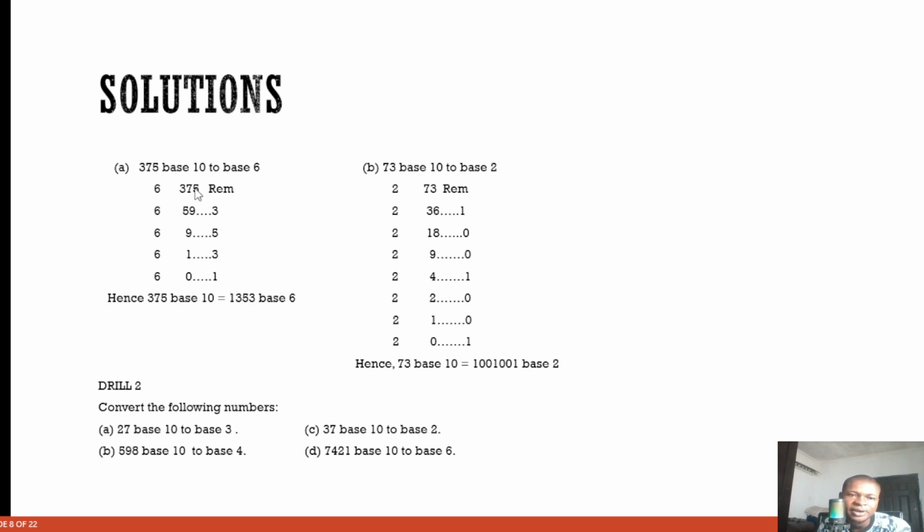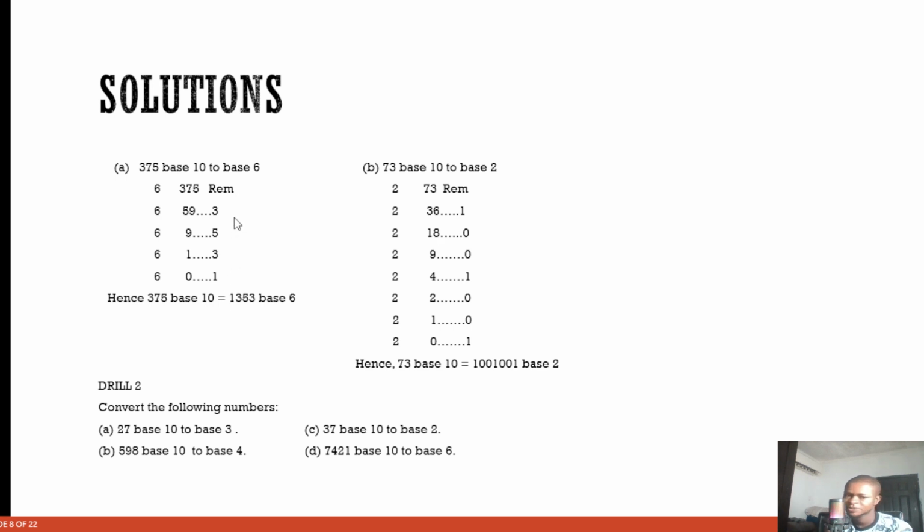So we have 375 divided by 6. We have 59, which remains 3. We use 6 again to divide 59, which gives 9, remainder 5. We use 6 to divide 9, which gives 1 remainder 3. We use 6 to divide 1. Obviously 6 cannot go into 1, so we have 0 and remainder 1. 6 cannot go into 0, which makes us stop here, and we have our final answer from downward upward.